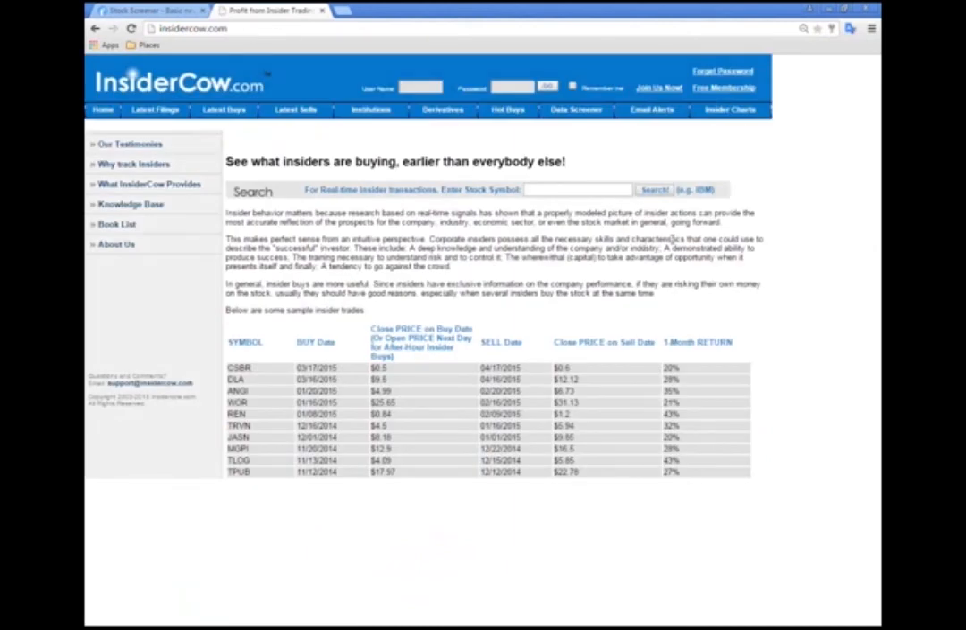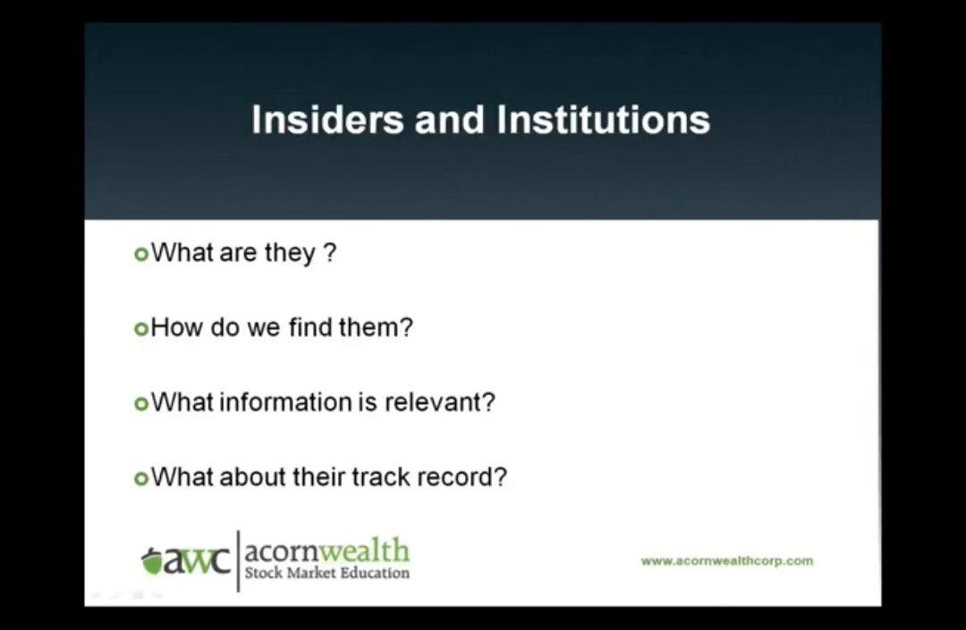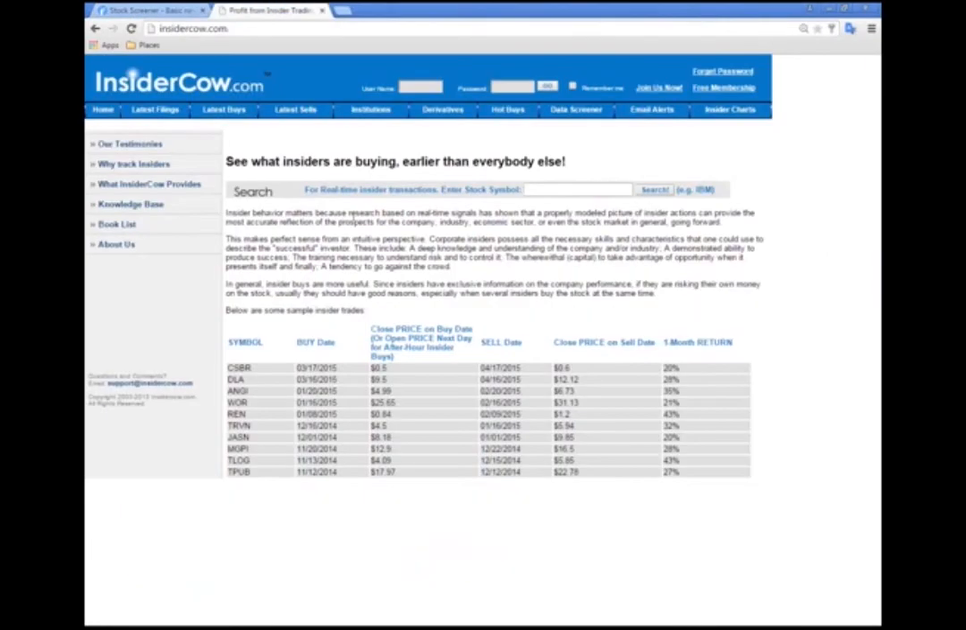Okay, there we go, Insider Cow. Now what we can do here is go in and say, well, what has been going on? How important are these transactions? Or in the context of our slide before, what information is relevant and what is the track record of its importance? So we go back to Insider Cow.